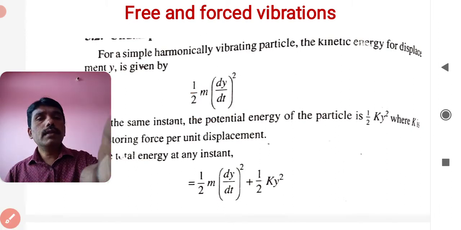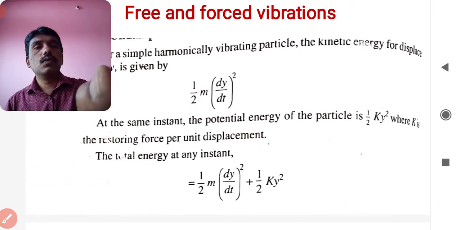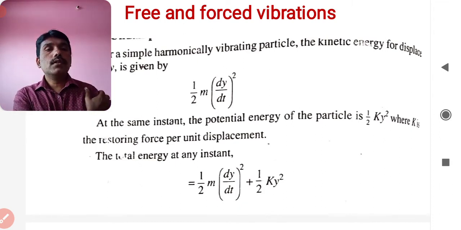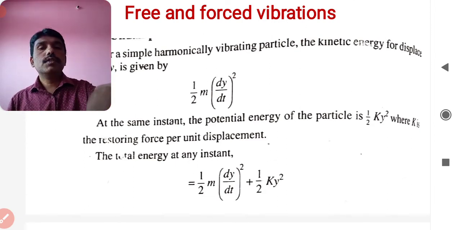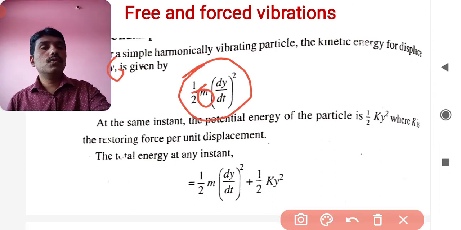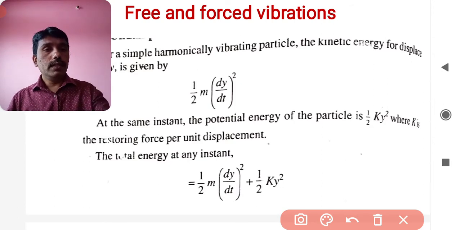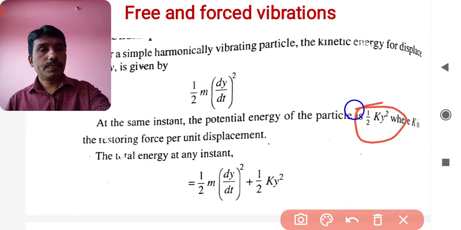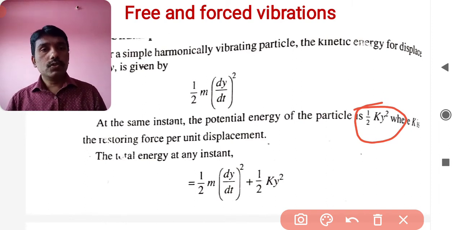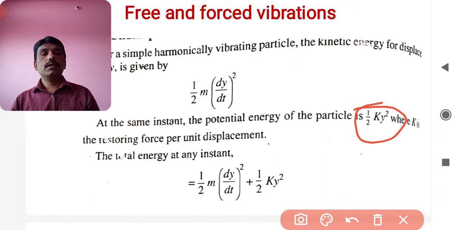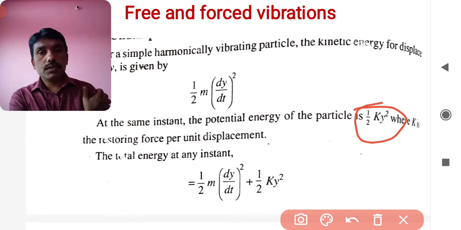So again, the important factor as far as this correlation is concerned is that at the same instant, if I want to find out the potential energy, because whenever the word energy comes, it means the total energy, that is kinetic energy plus potential energy. Kinetic energy is this much, and the potential energy for the particle is nothing but half k y square. What is k? It is nothing but the restoring force per unit displacement.